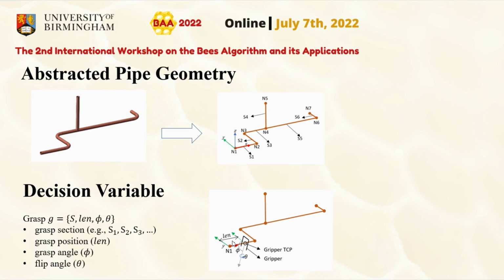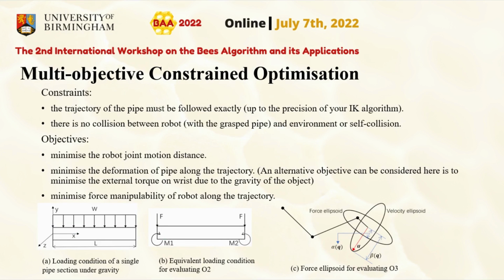The orientation of the grasp pose is defined by the grasp angle phi, which is this angle here, and the flip angle theta. So as you can see, the flip angle can only be 0 or 180 degrees because of the constraint of the geometry of the pipe.